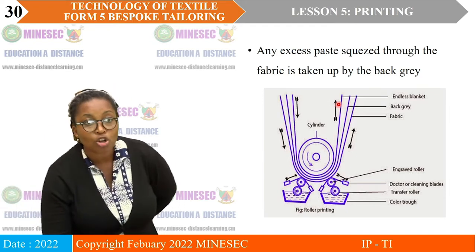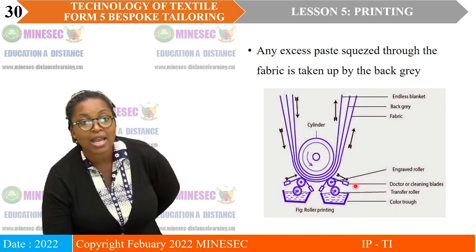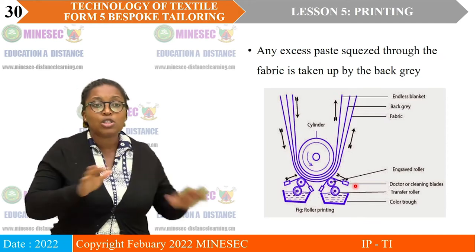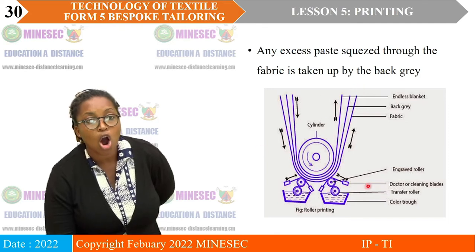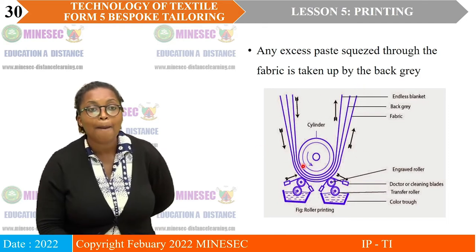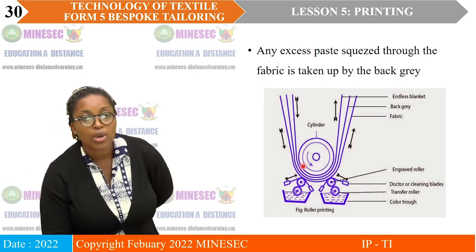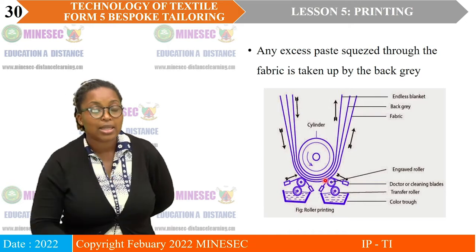And this back gray and the blanket absorb the excess color, the excess pigment. And we said the doctor blades are there to scrape any lint. Any lint means any small fiber that is found, so the fabric will be smooth. These are the roles of the doctor blades. I hope with this diagram we all understand how roller printing is done. I believe with this, we understand better all the literature that has been set above.